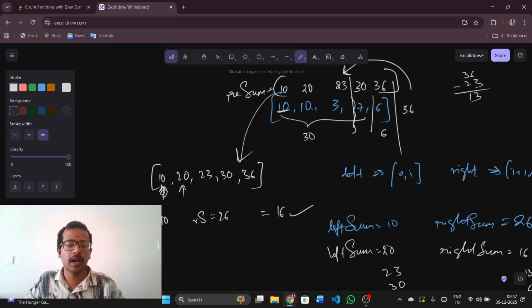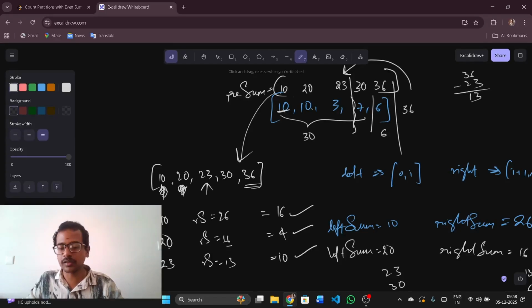Now I go here and the left sum is equal to 20. 36 minus 20, the right sum, is 16. 20 minus 16 is 4. It is also added to the answer. Now I have 23. Left sum is equal to 23. 36 minus 23, I am just removing till here so that I get the right sum, which is 13. 23 minus 13 is equal to 10. It is also even, so it adds to the answer.